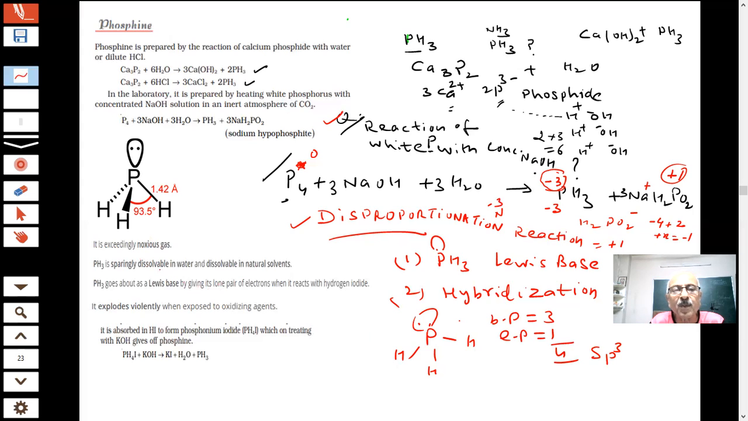This is sparingly soluble in water. It has one lone pair of electrons, so it reacts with HI to form PH4I. It explodes violently when exposed to oxidizing agents. It is absorbed in HI to form PH4I. So PH3 plus HI, what is happening? It will give its lone pair of electrons and form PH4I.